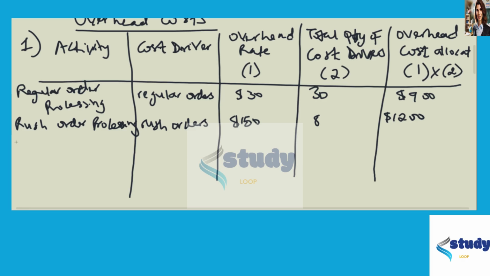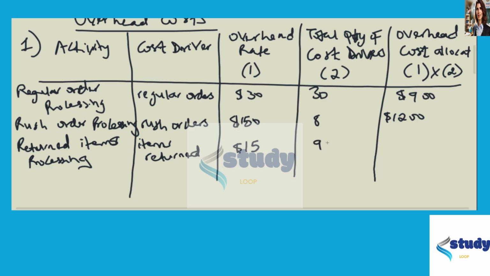Now, the return items processing, and the cost driver is the items returned. And the overhead rate is $15. The total quantity is 96, and the overhead cost allocated will be 1,440.